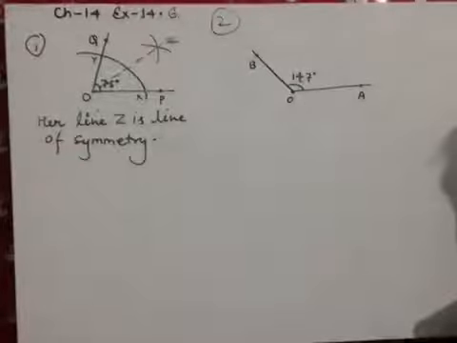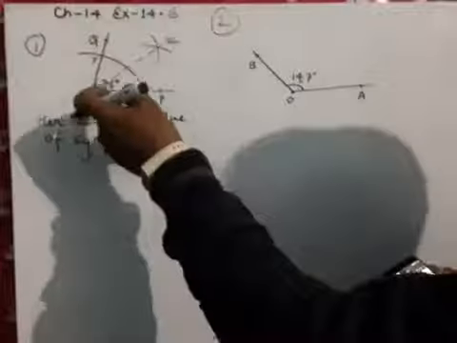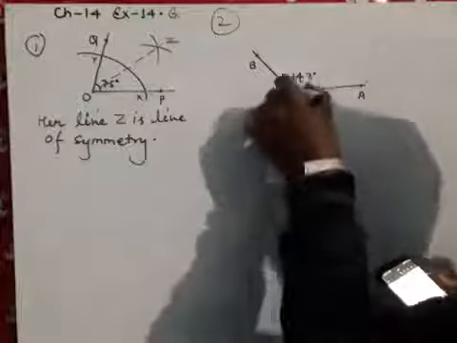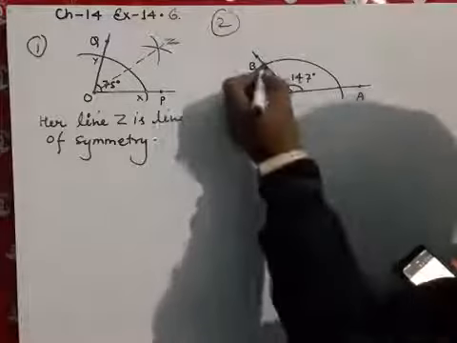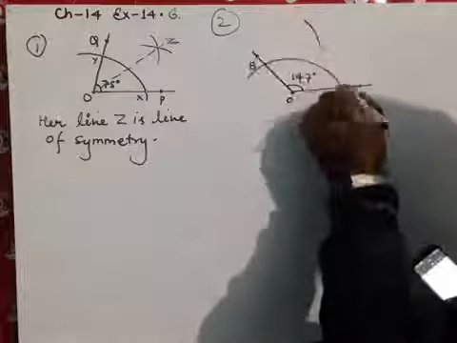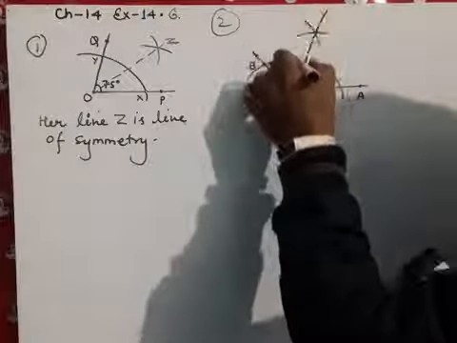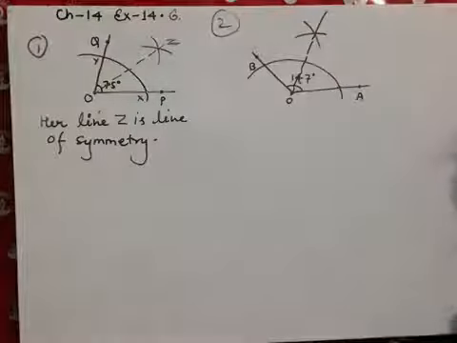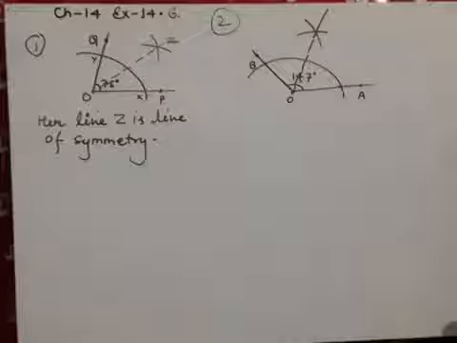Now the question is saying that after drawing this, you have to construct the bisector. Bisector means the same thing you have to do. Again you have to put the compass here, take some distance and make one arc. After these arcs, you have to put your compass here and make one arc, and then here and make one arc. Then you have to join this arc. So this will be the bisector of this angle. So this is the method to draw the bisector of an angle.